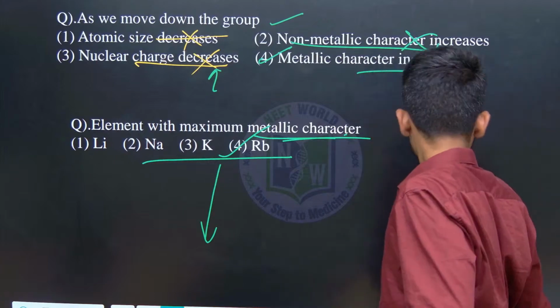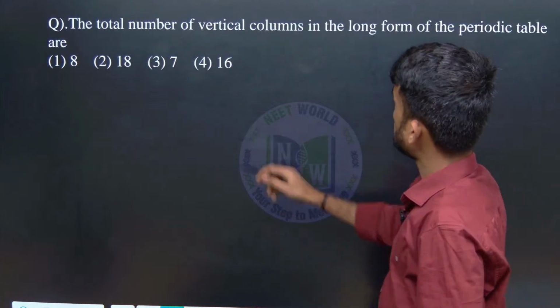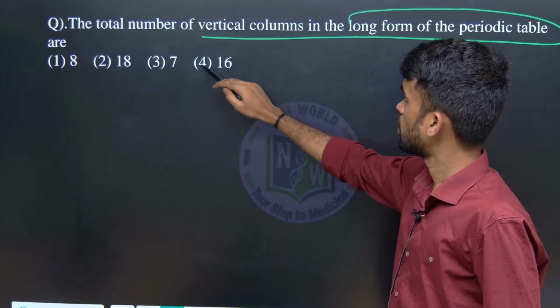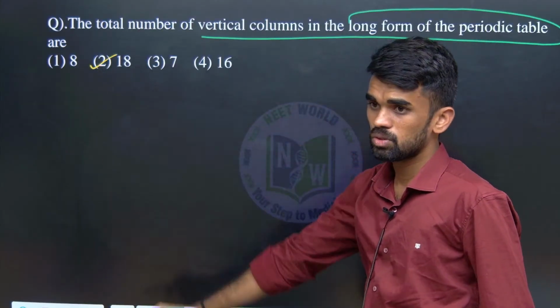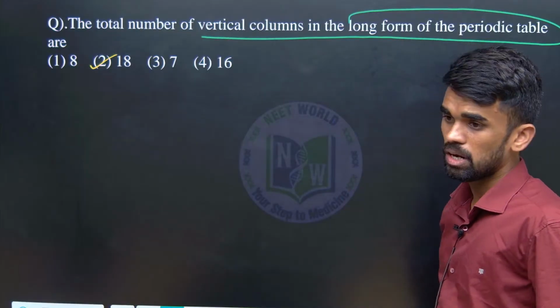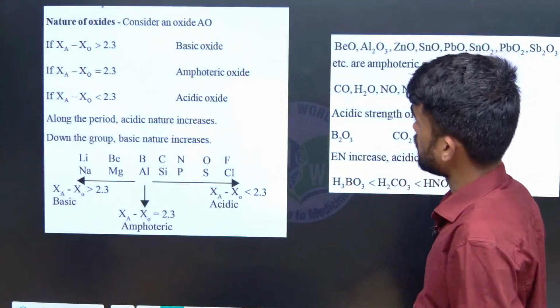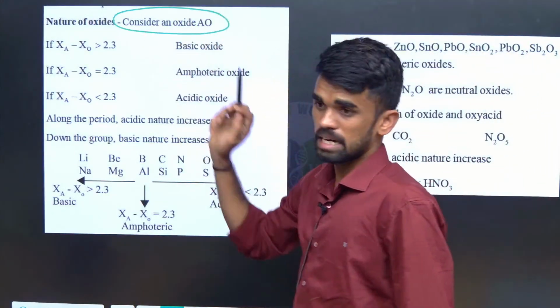Next, the total number of vertical columns in the long form of the periodic table is 18. What can we call them? Groups. And there are 7 horizontal rows. Next, what about these? Oxides are there.